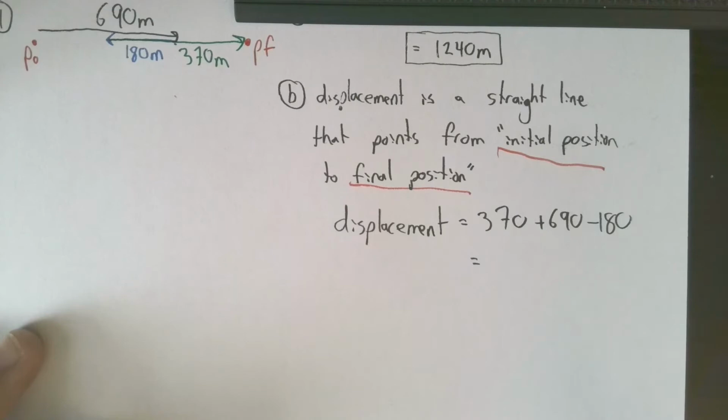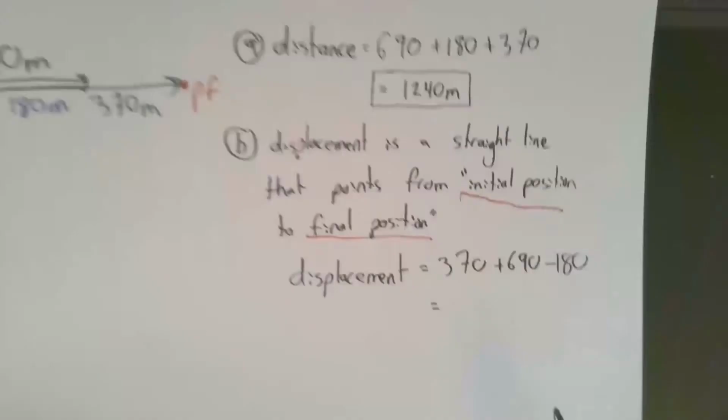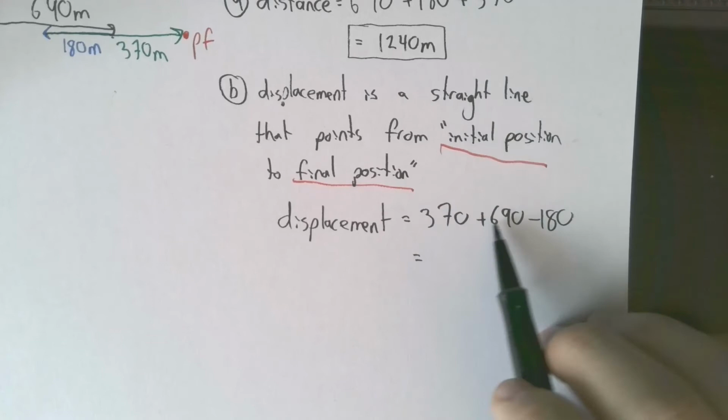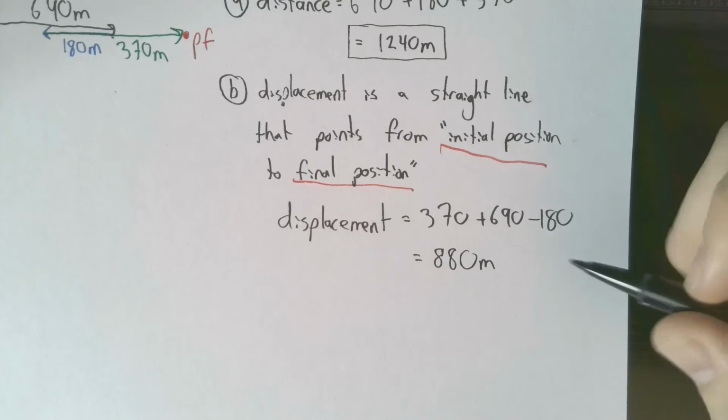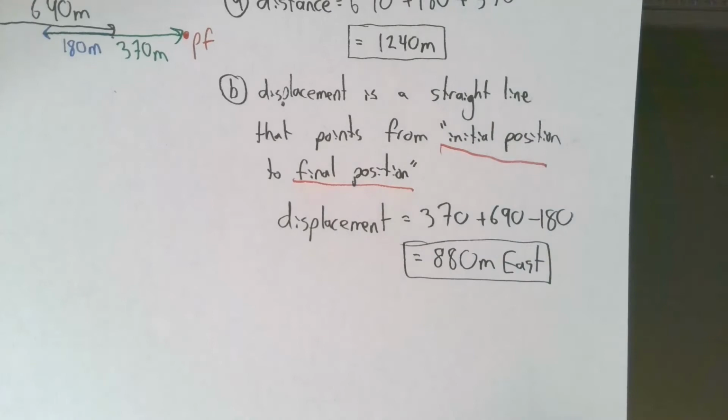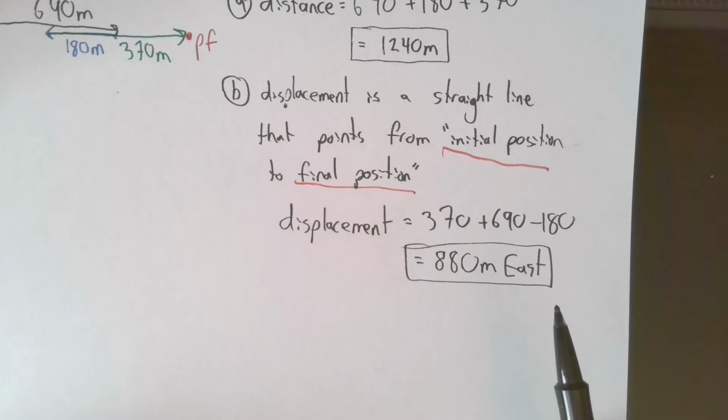Notice that in the first part, 180 is not negative. That's because distance is not a vector. Distance is always positive. Whereas here we have two positive displacements and a negative displacement. So we'll get 880 meters east. You have to have the east. Displacement must include direction in the answer. And that's number one. If you've got questions, use the chat.